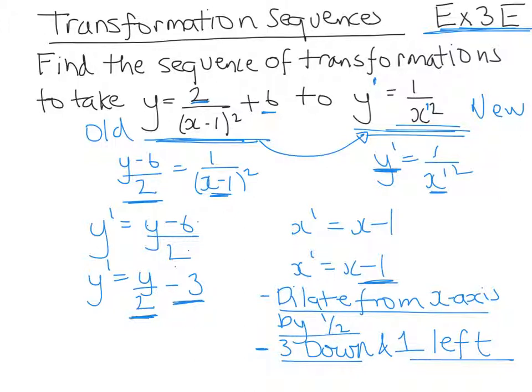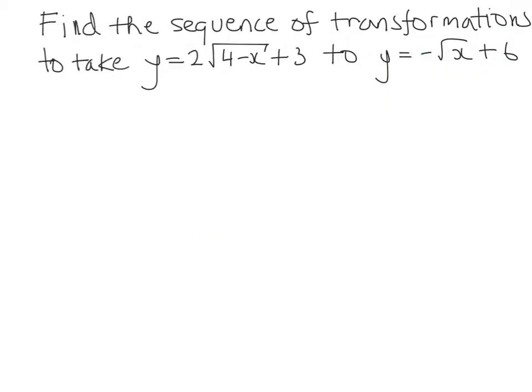Alrighty, let's try the next one. Okay, so here's the next question, and this is a more tricky one that I picked from the book, and the reason I picked it is because it was quite tricky and I like to challenge myself a little bit. So what we've got here is we've changed this graph to this graph. Now how do we go from here to here?